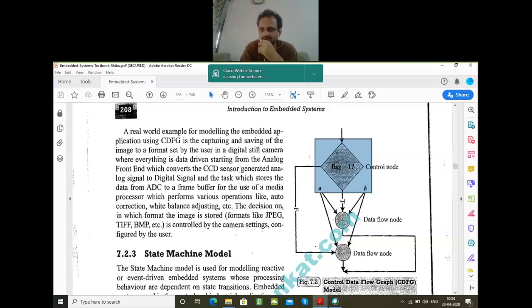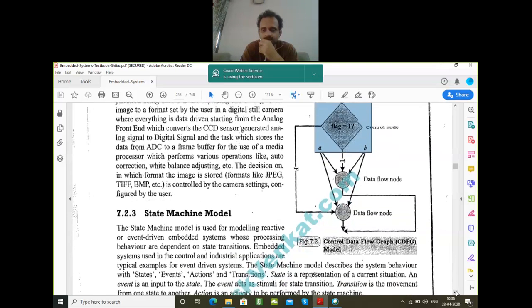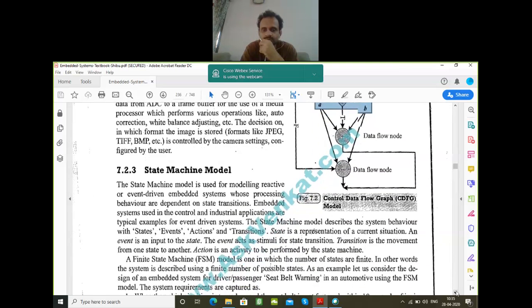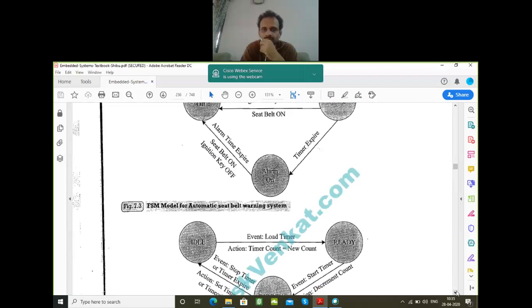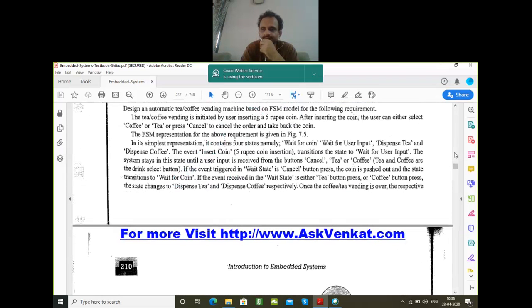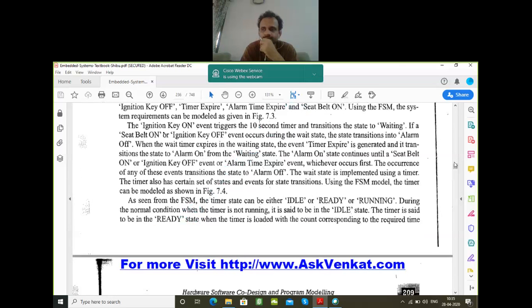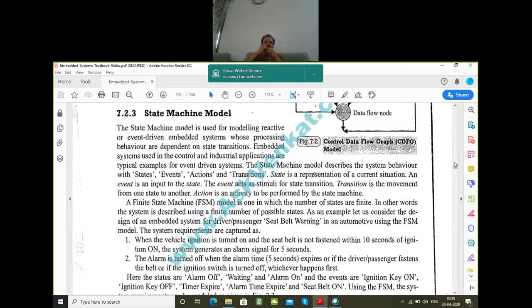So this was about the control data flow graph. The difference is that in a data flow graph, you don't have control over the program execution, whereas in a control data flow graph, you have control over the program execution. Next is the state machine model.